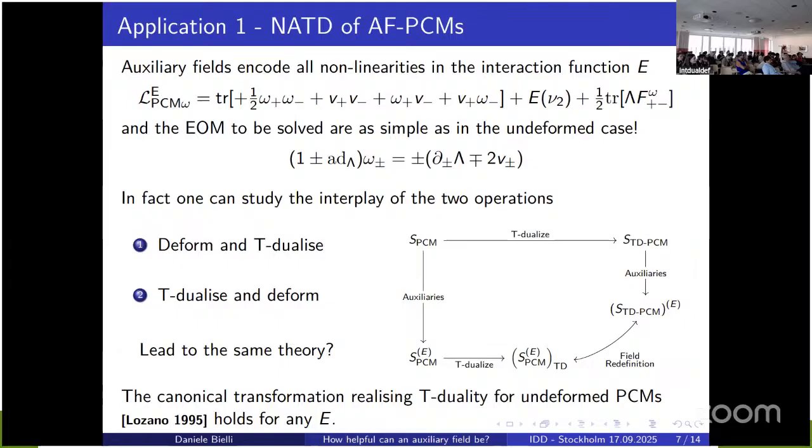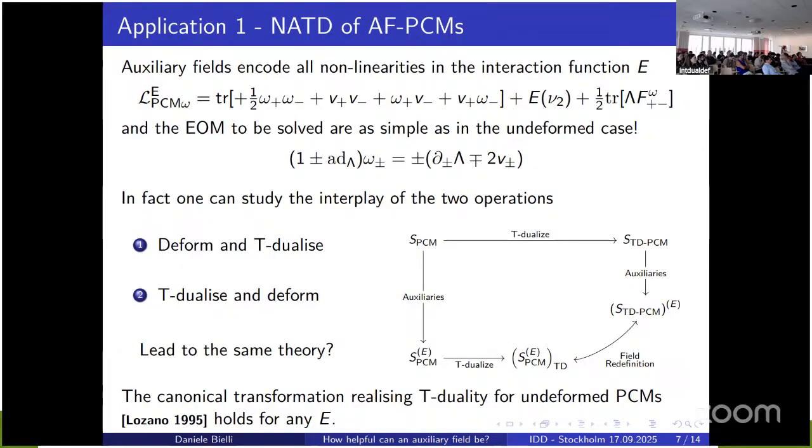You can study what happens in the two cases, and you can wonder, are these two theories the same? And it turns out that the two theories are indeed the same up to some field redefinitions, which act on the auxiliaries. Another interesting point is that there exists a canonical transformation, which was found by Yolanda in 1995, which relates the initial and dual model in the undeformed case. And what turns out to be the case is that this canonical transformation remains unchanged for all the models in this class of deformations. Okay, so this is more or less what I wanted to tell you about this first application.